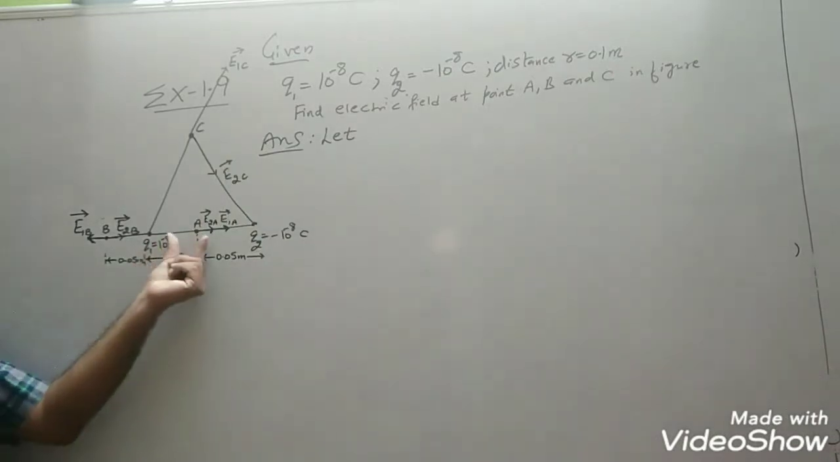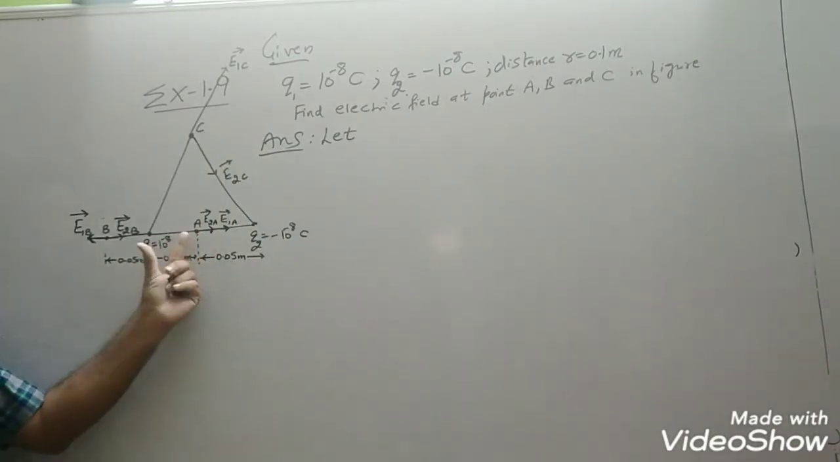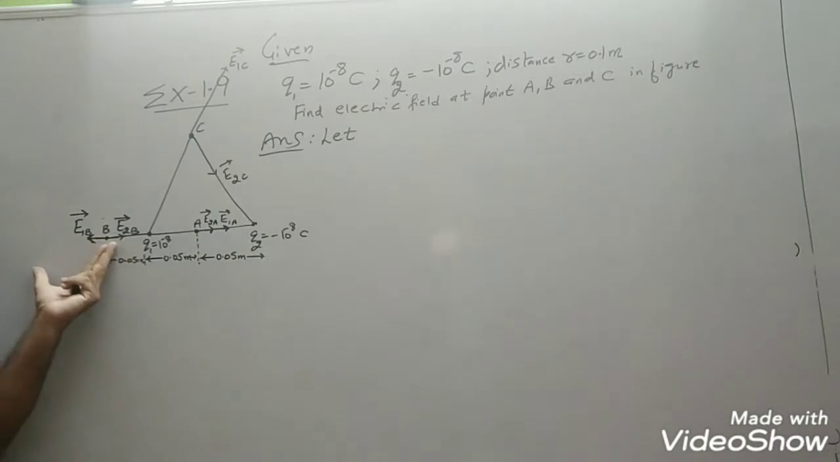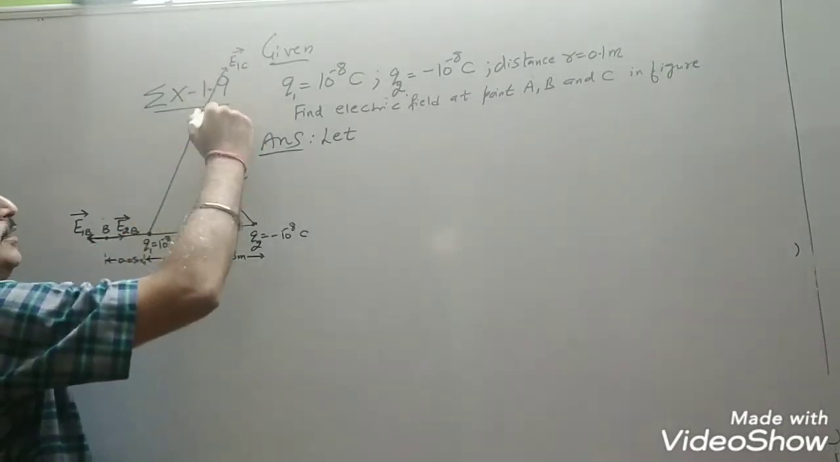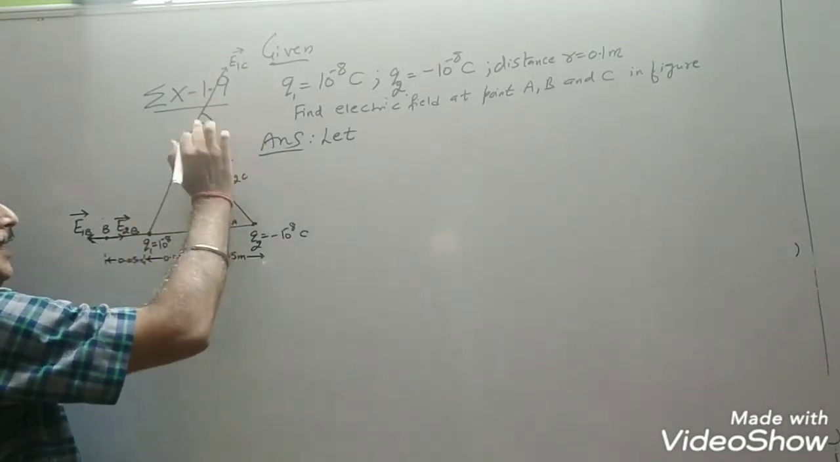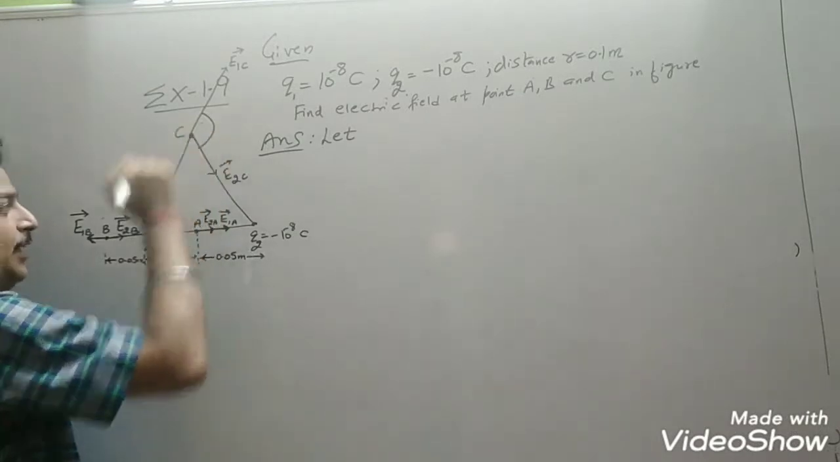Now here the case was simple. Both the fields were in the same direction. At point B, both the fields were in the opposite direction. Now these two fields make a certain angle. Let us write this point C at this side.